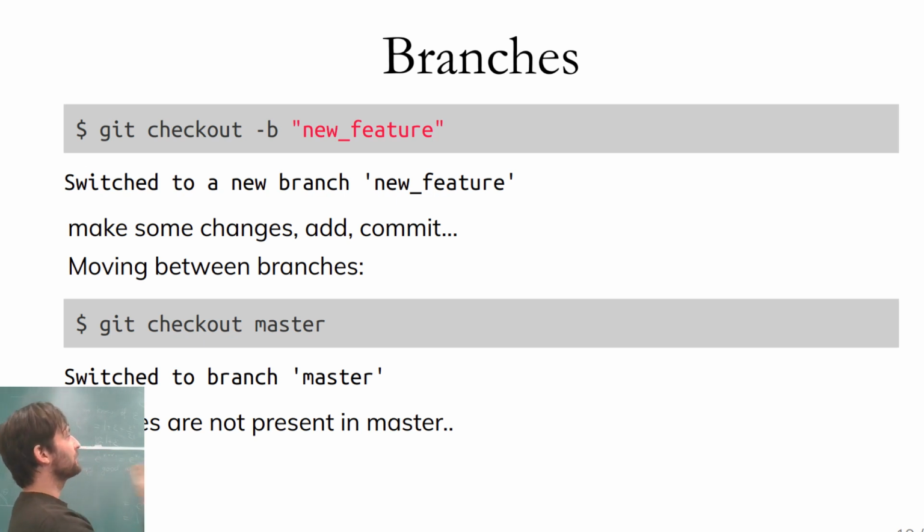If you now make changes and add and commit and so on, you build on the history you had before, but you create a separate history, a separate branch of history. And I can move between branches by doing git checkout master. All the commits I do now are always added to the branch I'm currently on. So if I go back to master, I will not have the changes present that I did in the new feature.